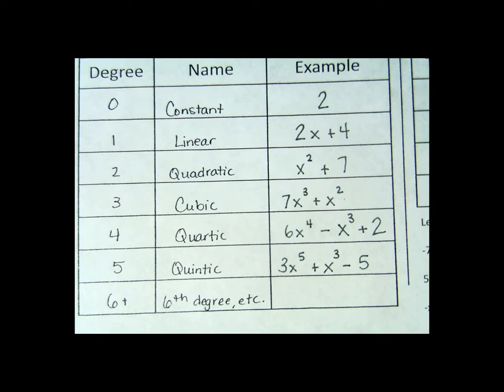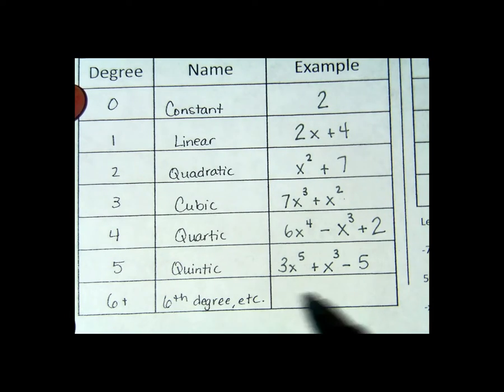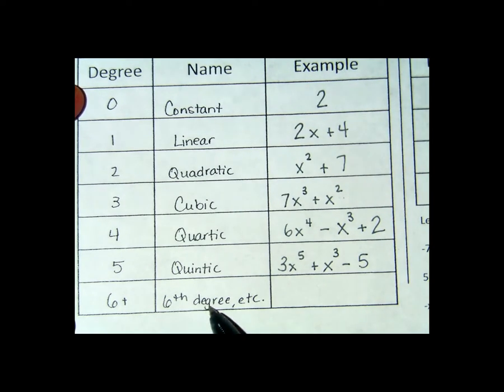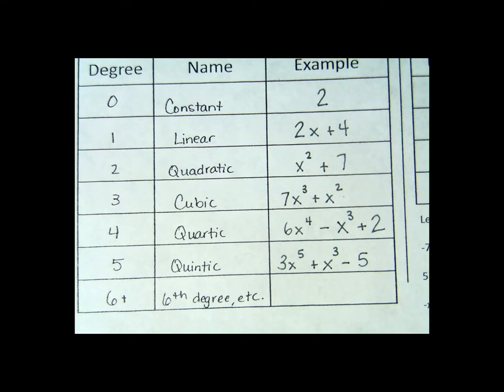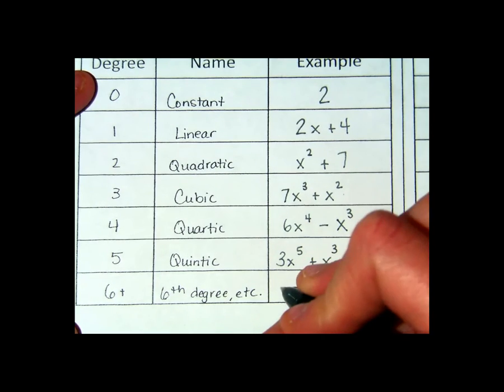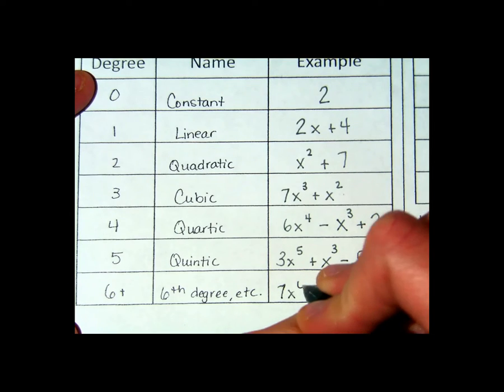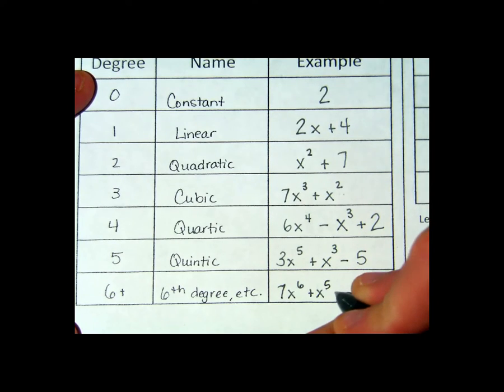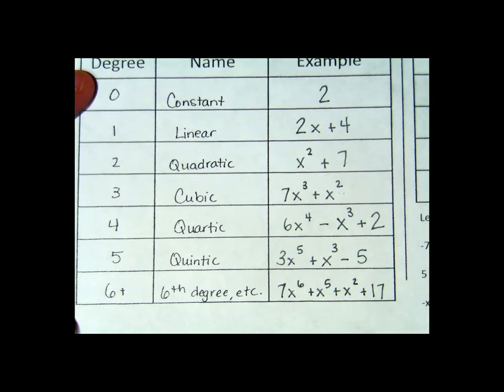Anything bigger than 5, so 6, 7, 8, 9, 10, 11, 12, 47, whatever, is just called that degree. So if it had an exponent of 47, it would be the 47th degree. They quit naming them, okay? That's actually true for a lot of things. They just quit. They're done. They don't want to name anymore. So let's say 7x to the 6th plus x to the 5th plus x squared plus 17. It's still 6th degree because the highest exponent is 6.